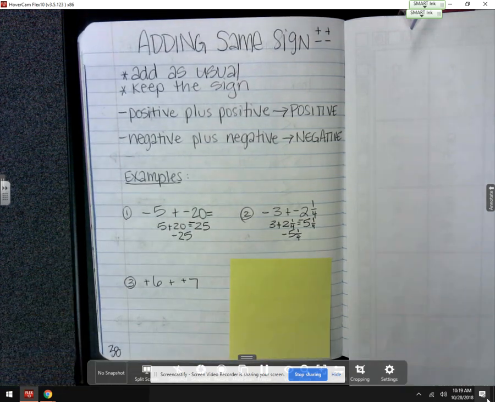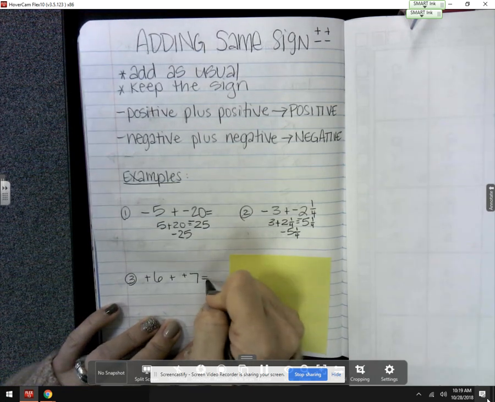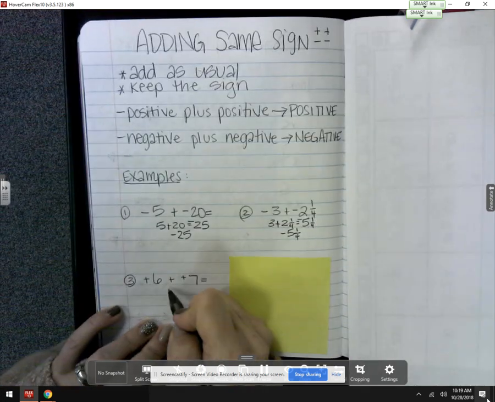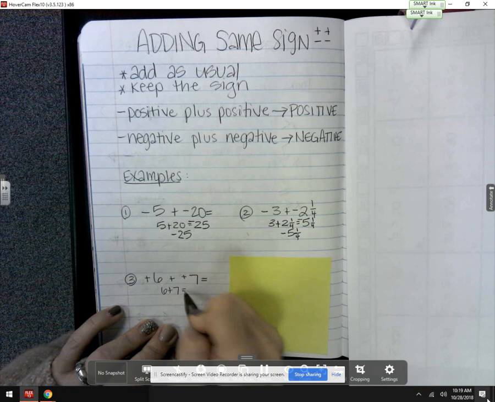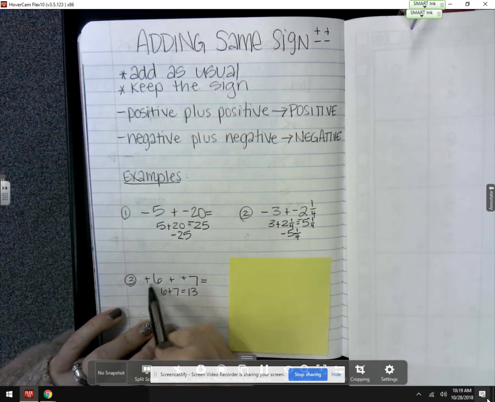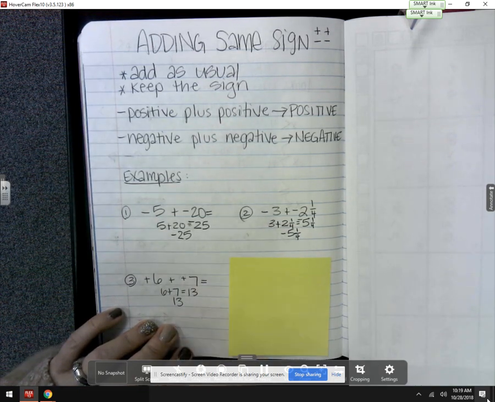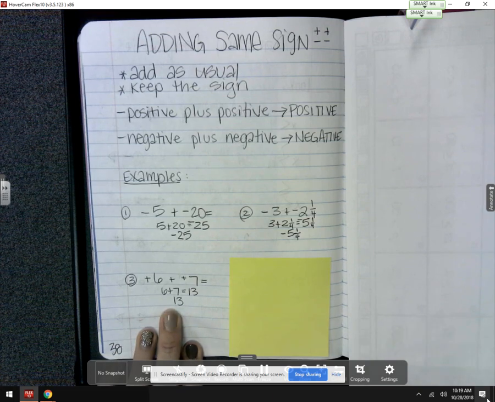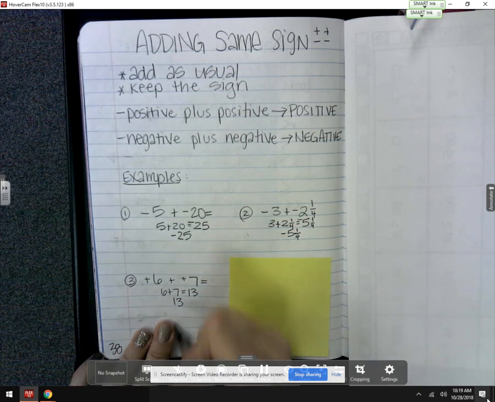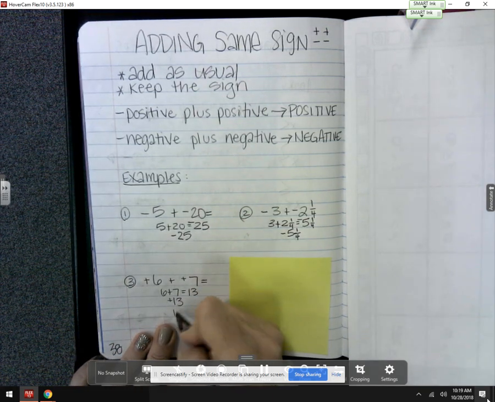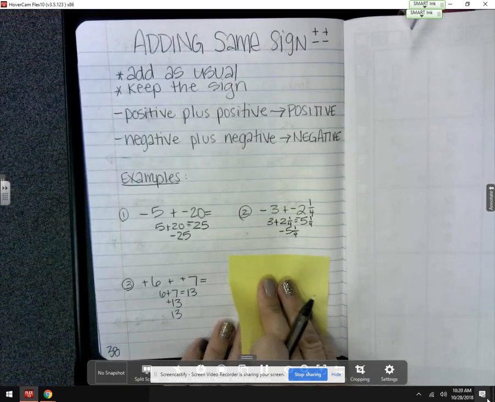Okay, now here's a really tough one for us. +6 plus +7. Well, we all know 6 plus 7 equals 13. And since they were both positive, my answer is 13. I can write 13. I can write +13. Either or is fine as long as it doesn't have a negative sign.